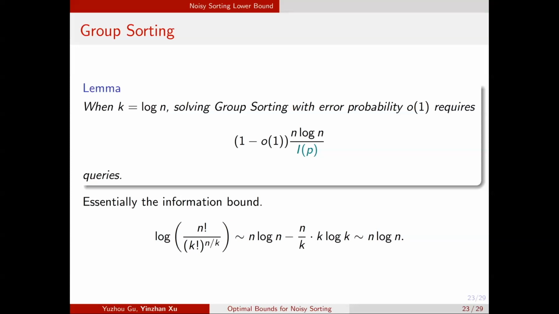And also, we can still show that for each comparison, the information each query gives is still essentially IP. So at the end, we know that we need n log n over IP noisy queries.